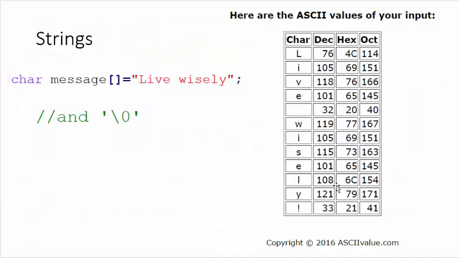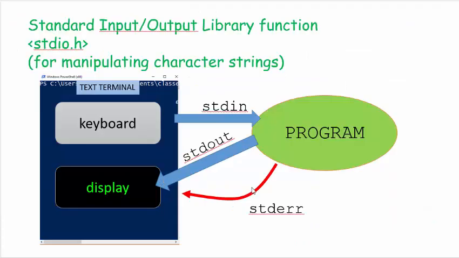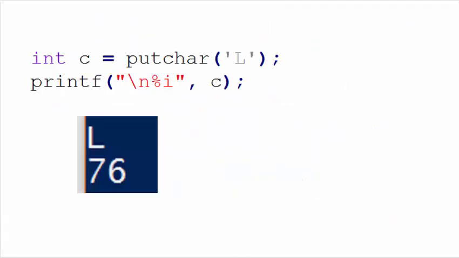So the value of c was L, so L in decimal is a 76, and I can go back to that slide where I did the conversions. Capital L is a decimal 76. That's how it's stored in memory. It's actually stored as a hex value. No, it's actually stored as a binary value that corresponds to decimal 76. So that was an example for putchar.